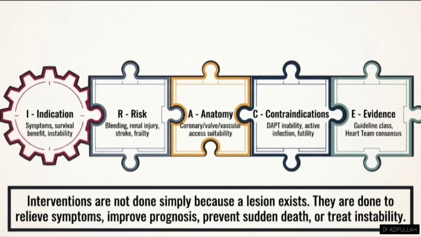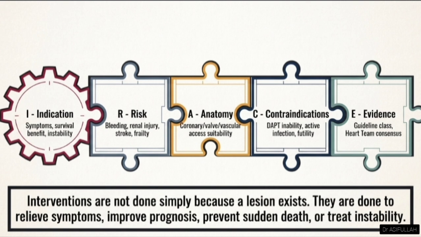So, interventions are not done simply because a lesion exists. They are done to relieve symptoms, improve prognosis, prevent sudden death, or treat instability. So, indication is foremost and first, and symptoms, survival benefit, and clinical instability are taken into account. The risk is assessed for bleeding, kidney injury, stroke, frailty, or comorbidities like chronic obstructive pulmonary disease, etc. Anatomy is assessed for coronary, valve, vascular access, etc.